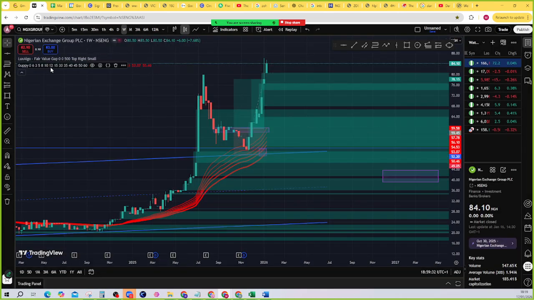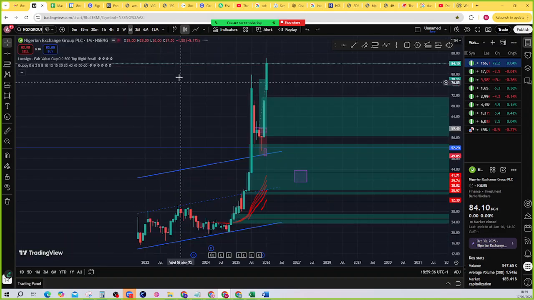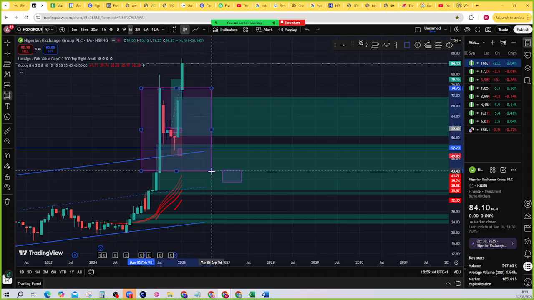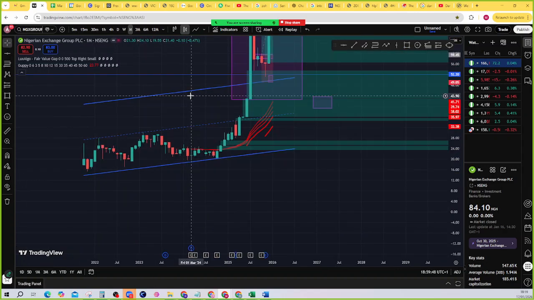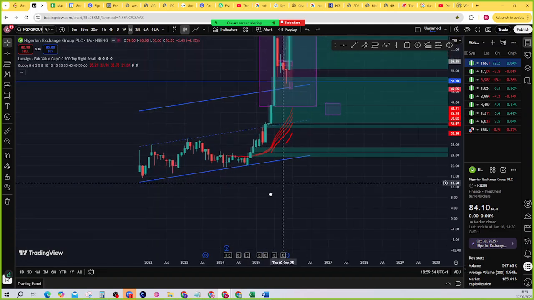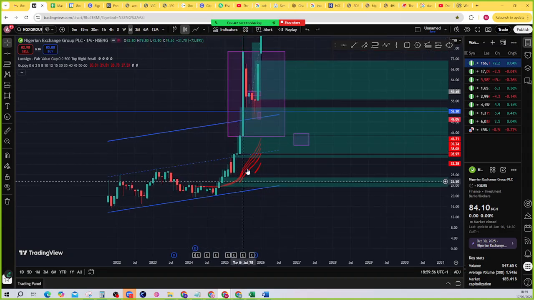Okay, NGX Group is still a continuation pattern. Wow. You see what I'm saying about this monthly? This monthly is a lifesaver. See the monthly bullish candle. If I tell you the story about this stock, I was trading this stock when it was here, and I sold here. And see what the market did after. That is the life of a trader.